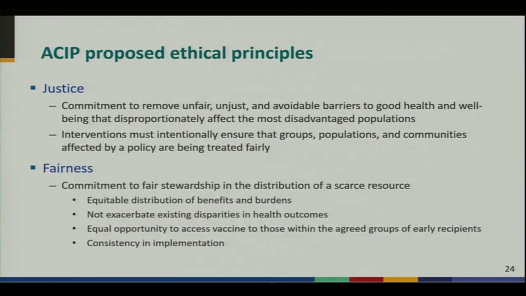Next, the justice principle involves a commitment to remove unfair, unjust, and avoidable barriers to good health and well-being that disproportionately affect the most disadvantaged populations, and that interventions must intentionally ensure that groups, populations, and communities affected by a policy are being treated fairly. Then the fairness principle is a commitment to fair stewardship in the distribution of a scarce resource, with equitable distribution of benefits and burdens, not exacerbate existing disparities in health communities, and equal opportunity to access vaccine, and consistency in implementation. Next slide.